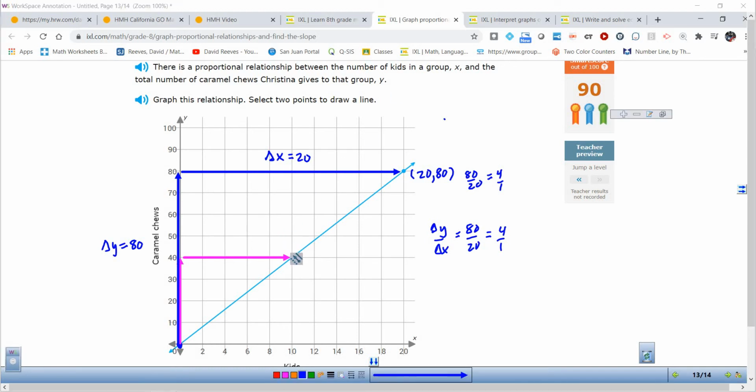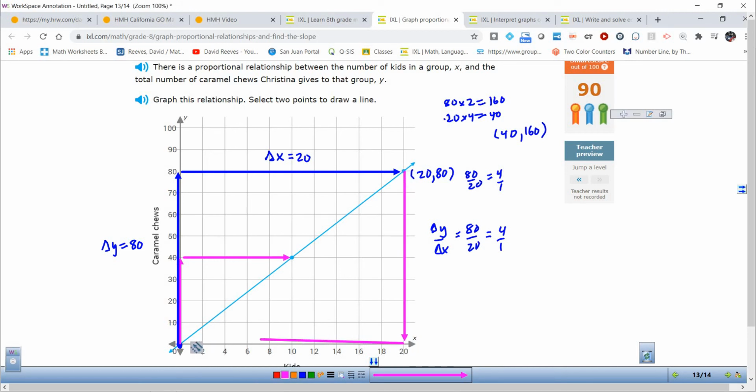Or I knew that, right, if I went up 80, I went over 20. If I did it again, right, if the graph was big enough, 80 plus 80, or 80 times 2 would be 160, right? And if I did 20 times 2, I would get 40. So another point would be 40, 160. But the graph didn't go that high, so I had to go the other direction, right? And so if I went down, we could even think of it that way if we wanted to. Say, well, let's just reverse this. Let's go down 80 and let's go back 20. And where does that put us? Right back at the origin.